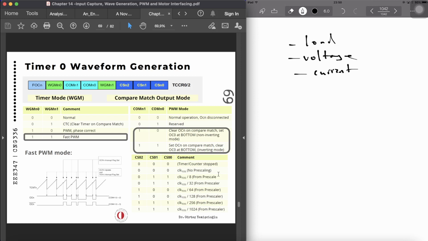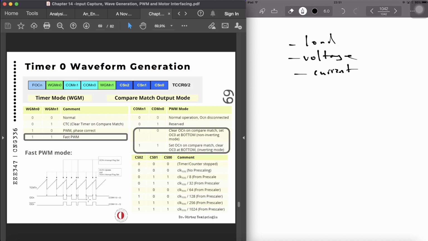This mode is called non-inverting mode, and in the non-inverted PWM, the duty cycle of the generated wave increases when the value of OCR0 increases. And when it is 1, 1, the waveform generator sets the OC0 pin whenever compare match occurs and clears it at the top. This mode is called the inverted PWM, as we have demonstrated over here.